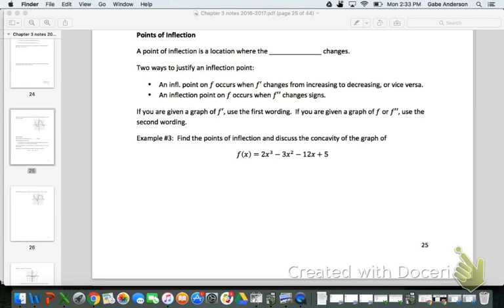Okay, so a point of inflection is a location where the blank changes. One word, what do you think? Concavity. Concavity is what goes in there. Good. So this is where the graph of f or the graph of g or whatever goes from being concave down to concave up, or concave up to concave down. So in both cases, you would have an inflection point right there in the middle, somewhere, maybe like right here, or maybe right here. Those would both be inflection points on those graphs. Concave down to concave up means that you had an inflection point.